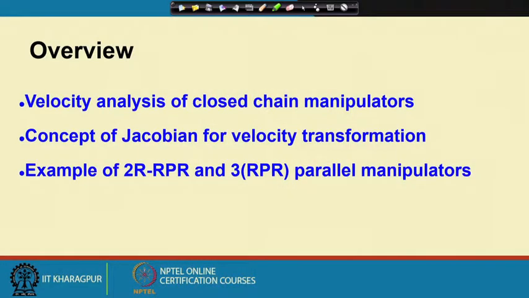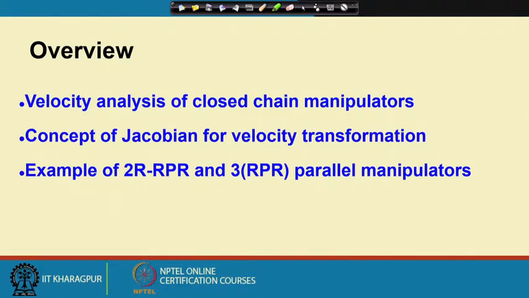We have been discussing the velocity analysis of robot manipulators. We have already discussed open chain robot manipulators. We have looked at the Jacobian, its interpretation and singularity of the Jacobian. We have looked at the consequences of singularity of the Jacobian. In this lecture, we are going to embark upon discussions on closed chain manipulators.